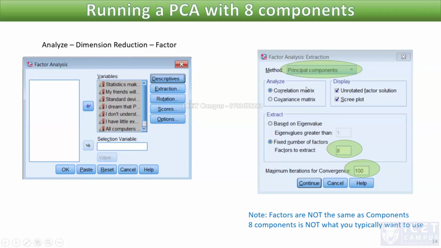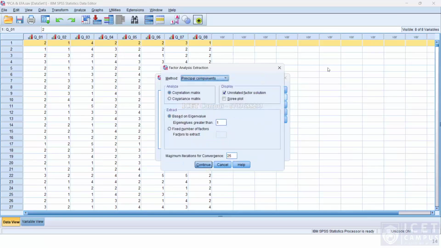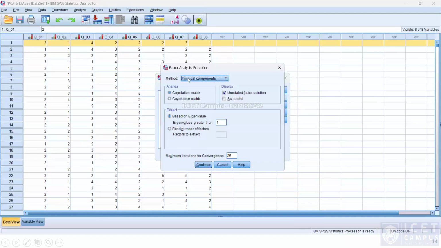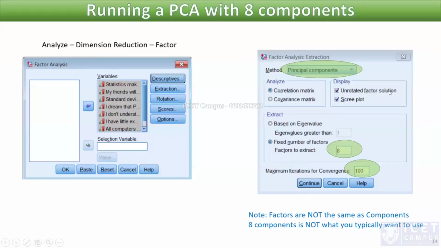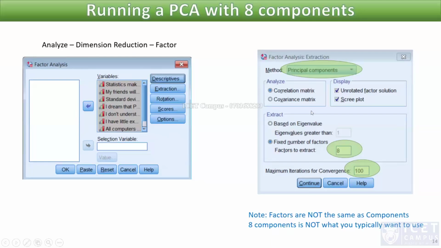Then we can go for the extraction method. The factor extraction method should be principal components, right? Here it is already mentioned as principal components, so there is no need to change it. The other thing is we need the unrotated factor solution, and we need the scree plot as well. So we tick the unrotated factor solution and the scree plot. Then okay, then Extract.